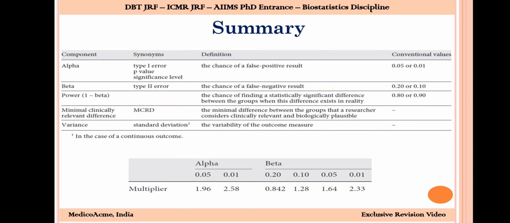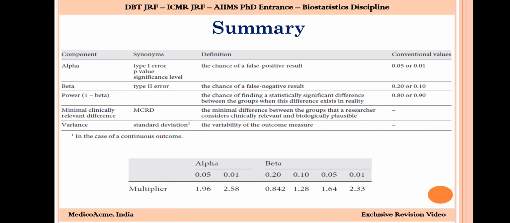Power is 1 minus beta, complementary, you can say: the chance of finding a statistically significant difference between the groups when the difference exists in reality. This has a conventional value of 0.80 or 0.90 depending on the experiment. The minimal clinically relevant difference, the MCRD, is the minimal difference between the groups that a researcher considers clinically relevant, meaning how much difference is acceptable. This is found out by evaluating all the papers.